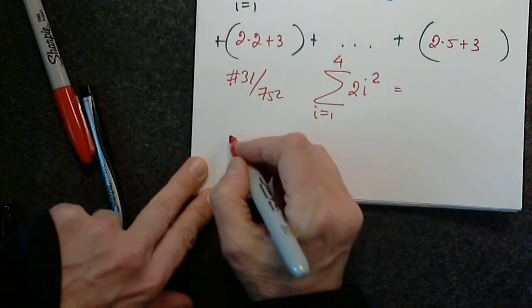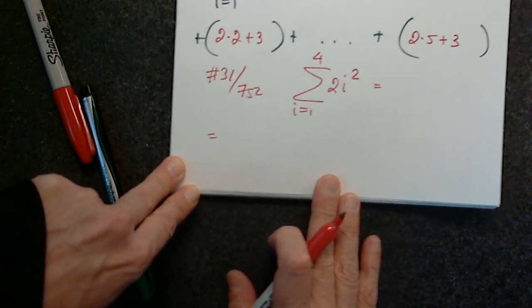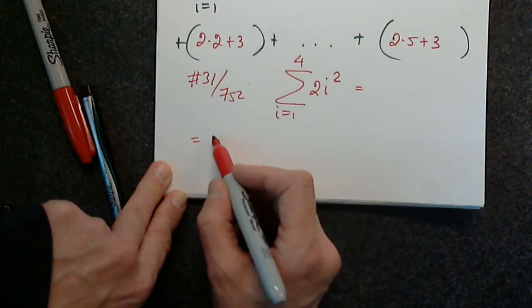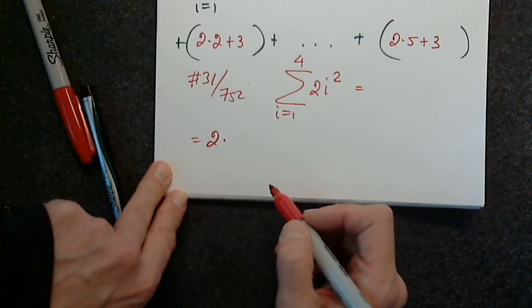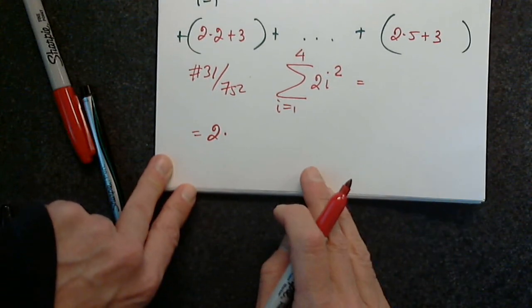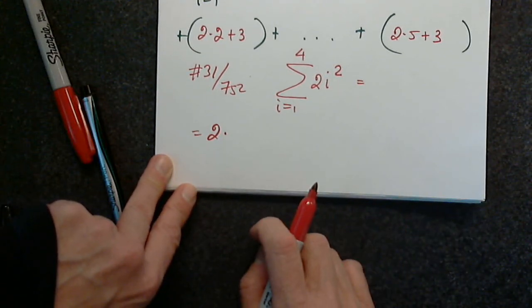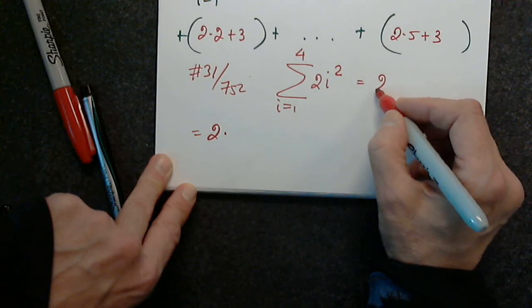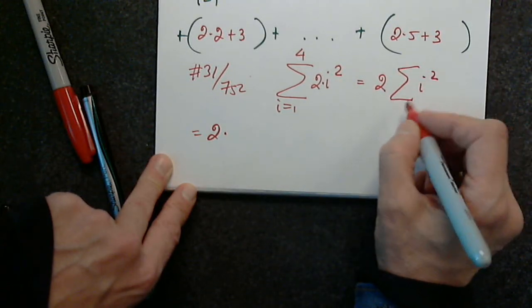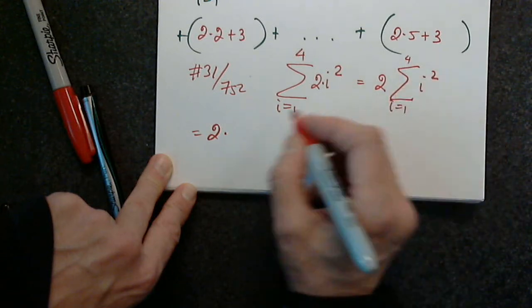Okay, how many terms will the summation have? 4. Very good. The first one is 2 multiplied by... The constant, you can put it outside, but that's okay. That's one of the properties of the summation notation. So I can rewrite it as 2, because it's a factor, times the sum of i squared, i equals 1 through 4.